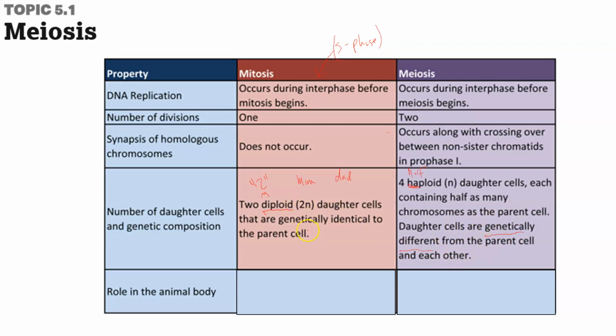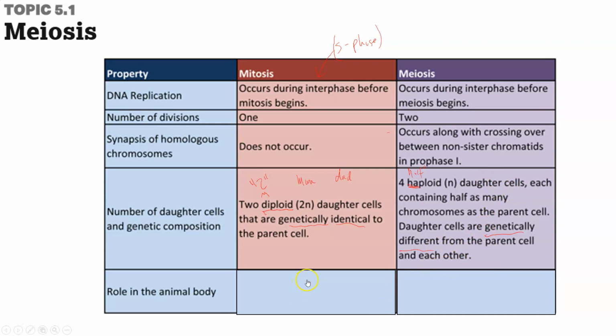And if you'll harken back to mitosis over here, these are genetically identical cells, right? A mitotic division results in 2 cells that are the exact same genetically as the parent cell. Daughter cells in meiosis are genetically different from both the parent cells and each other.